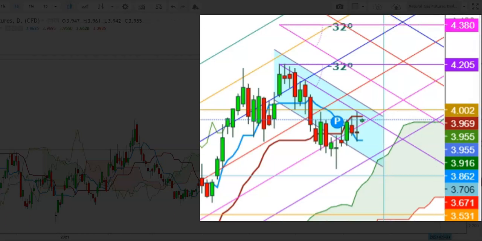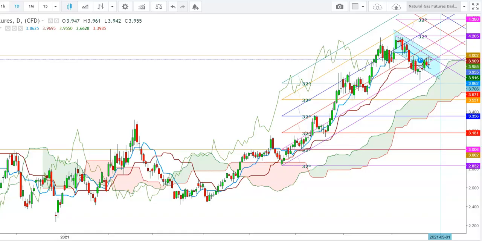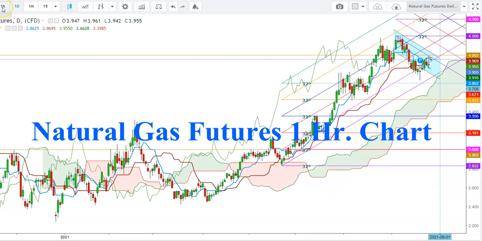So friends, here I find that any downward move in natural gas futures could find an immediate support at the 9 days moving average, which is currently at the levels of $3.862, and the next support can be seen at the levels of $3.812. So friends, these are my two supporting levels where I would prefer to go long in natural gas futures. So friends, now let us check this move in the 1 hour time frame.